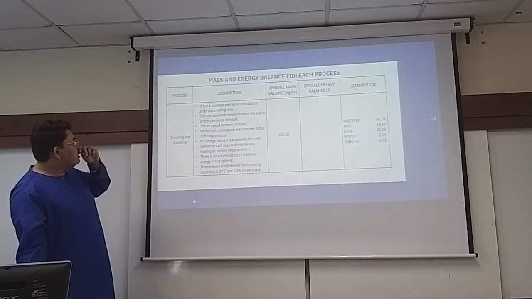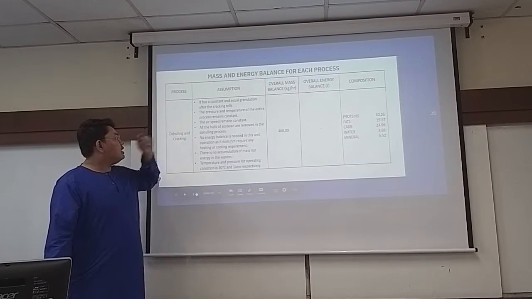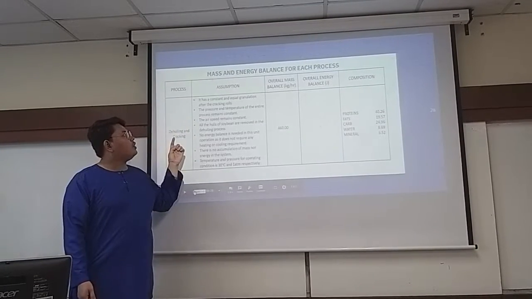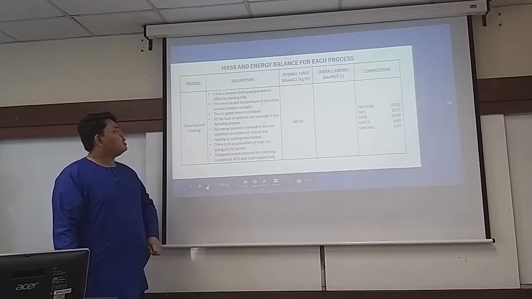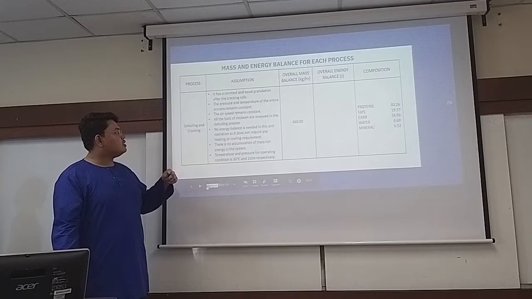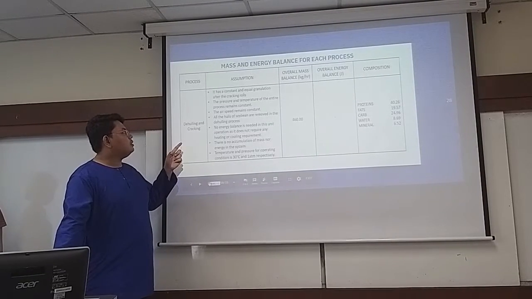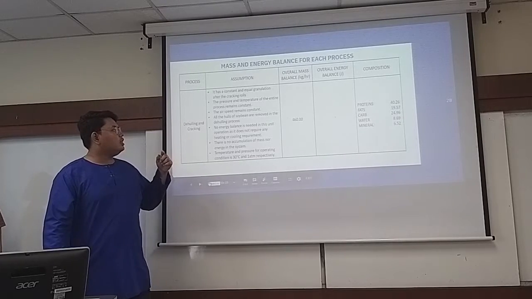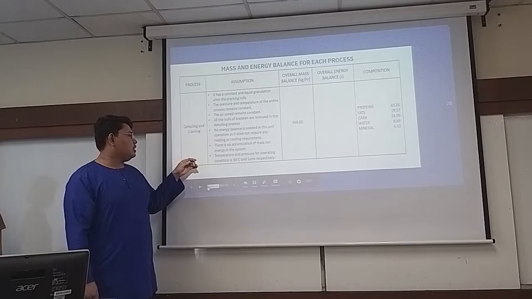Okay. This is the energy balance for each process. First process, dehulling and cracking. The assumption is it has a constant and equal granulation after the cracking rolls. The pressure and temperature of the entire process remain constant. The speed remains constant. All the hulls of soybean are removed in the dehulling process. No energy balance is needed in this unit operation. No accumulation of mass or energy balance in the system.